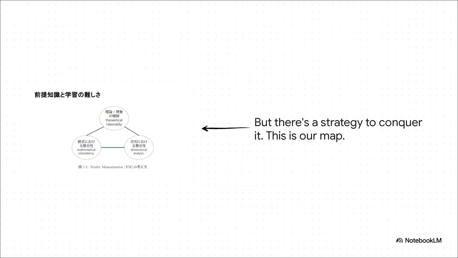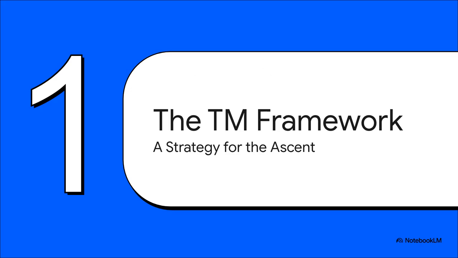Okay, so how do we even begin to tackle this? Well, we need a strategy. We need a map. And this is our map. We're going to use a really powerful learning technique called Trinity memorization, or TM for short. Think of it as our secret weapon for conquering this complexity. So let's talk about this strategy for climbing the mountain, the TM framework.